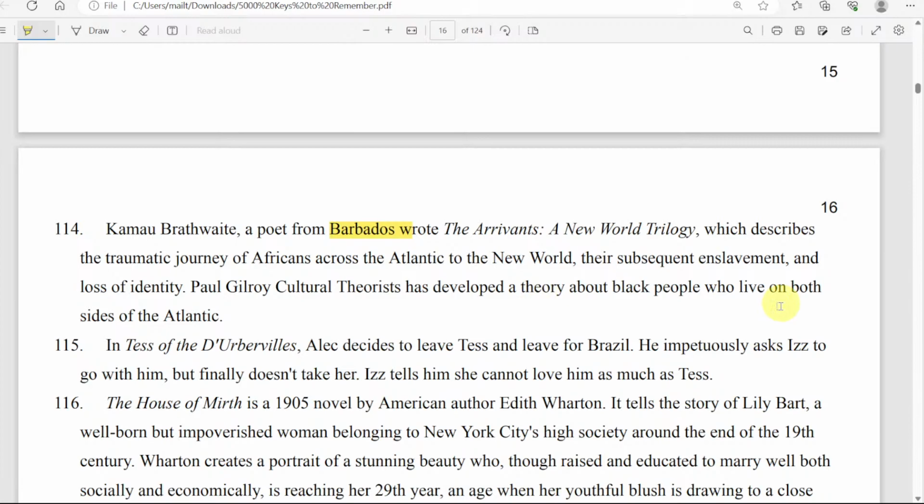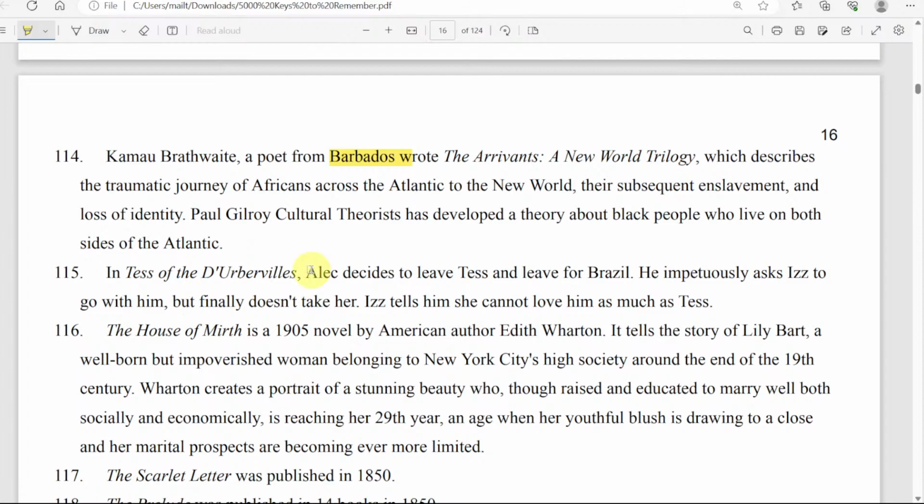In Tess of the d'Urbervilles, Alec decides to leave Tess and leave for Brazil. That is true. He impetuously asks Izz to go with him, but Izz declines. Why? Because Izz tells him she cannot love him as much as Tess does.